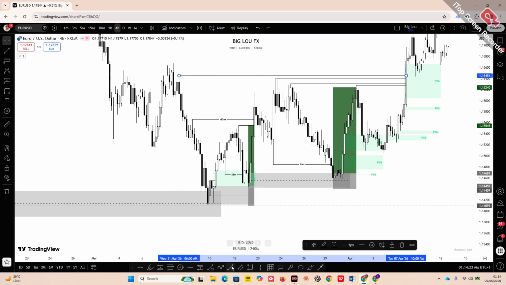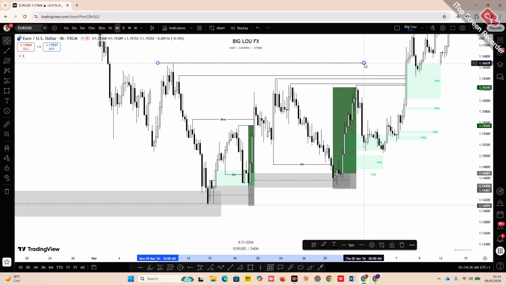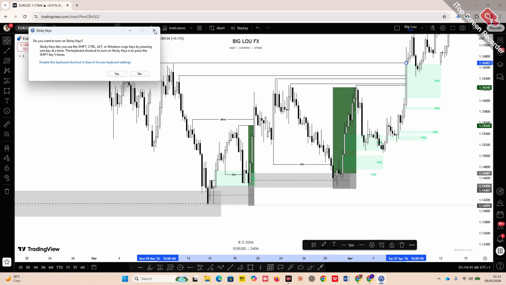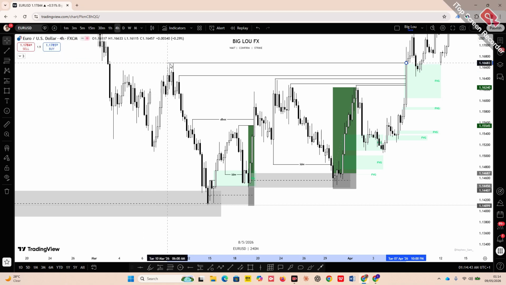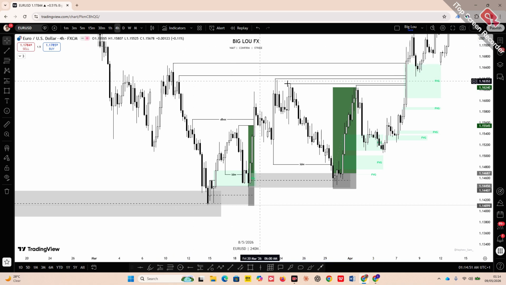It broke this high and then it broke this last high here. So you can see one, two, three, four, five levels that this candle actually took out.